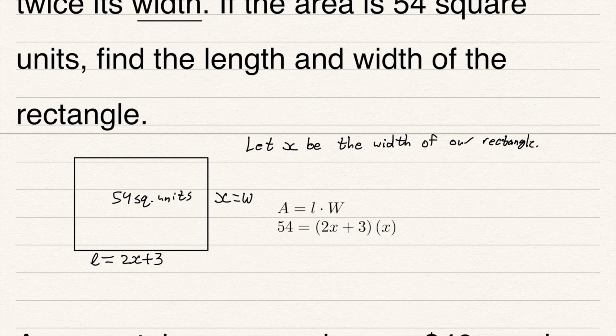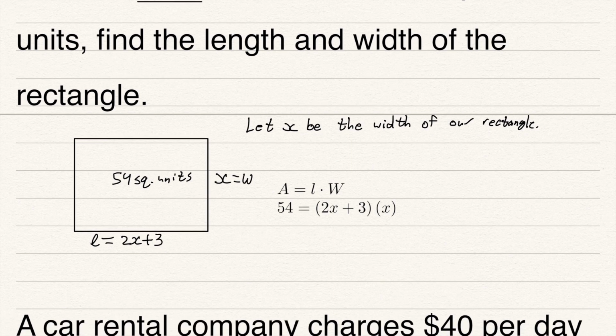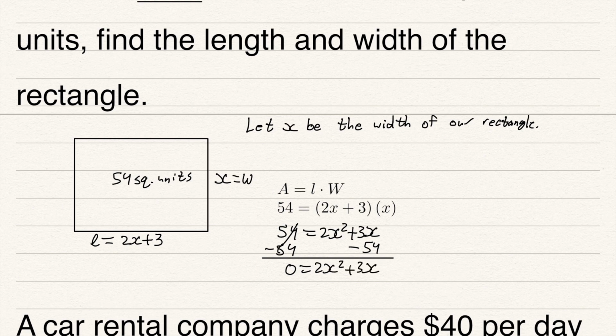Now we can solve for x. We take this equation: 54 is equal to 2x squared plus 3x. We could move the 54 to the right side using subtraction. So 0 is equal to 2x squared plus 3x minus 54. Now we can solve this by any method that we choose.